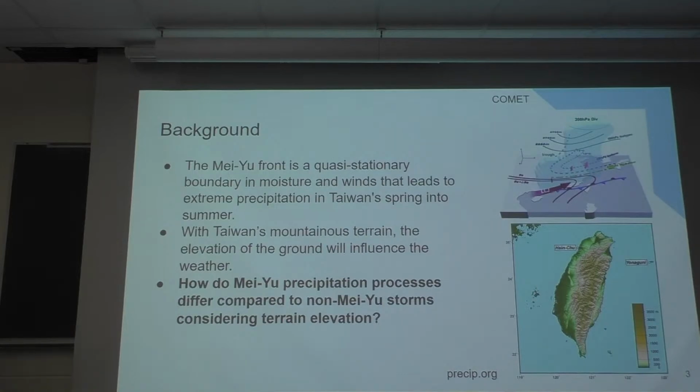To briefly give a background on the Meiyu, it is a front not defined by temperature differences, but by moisture and wind differences that lead to extreme precipitation in Taiwan from spring into the summer. Looking at the map, you can see Taiwan has a lot of mountainous terrain and really low coastlines. Using that information, the elevation of the terrain would influence the weather. That begs the question: how do we determine the Meiyu precipitation process differences compared to the non-Meiyu storms, considering terrain elevation?